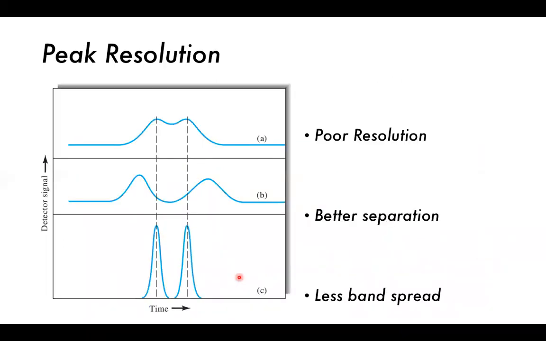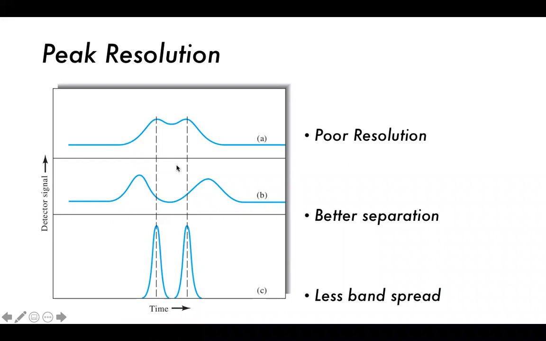So peak resolution is, of course, something which is going to be very important for us going forward in trying to separate out our components A and B. You can see here at the top, we have a setup which has very poor resolution because the peaks are so overlapping that it's hard to see even where the peak positions are. And then as we move through to B and C, we get better resolution.